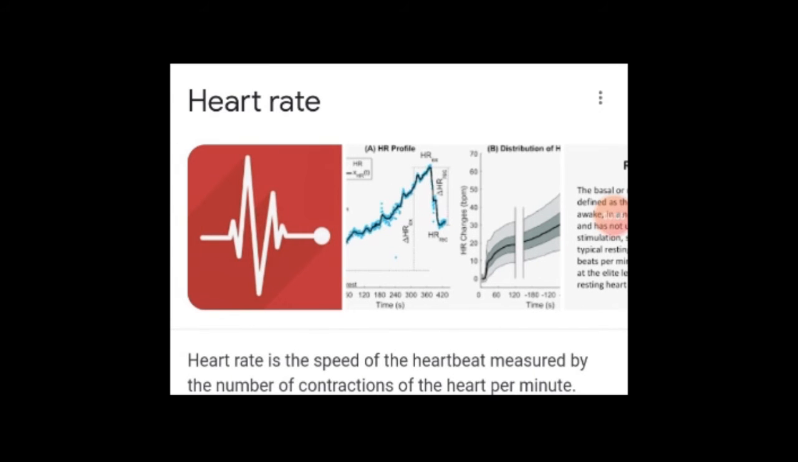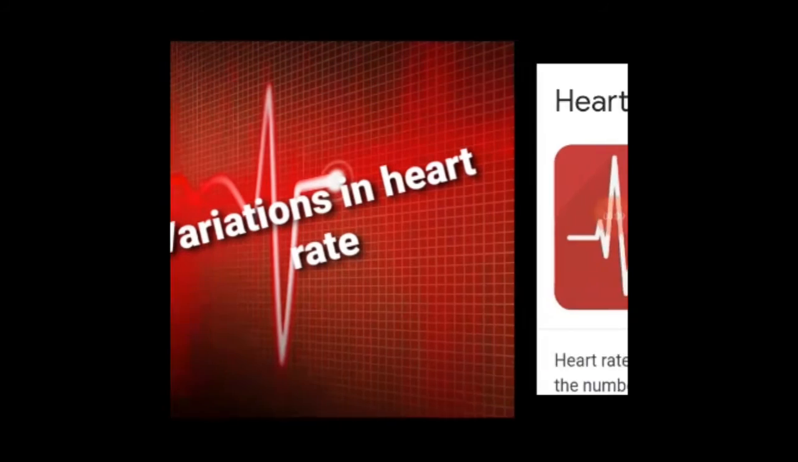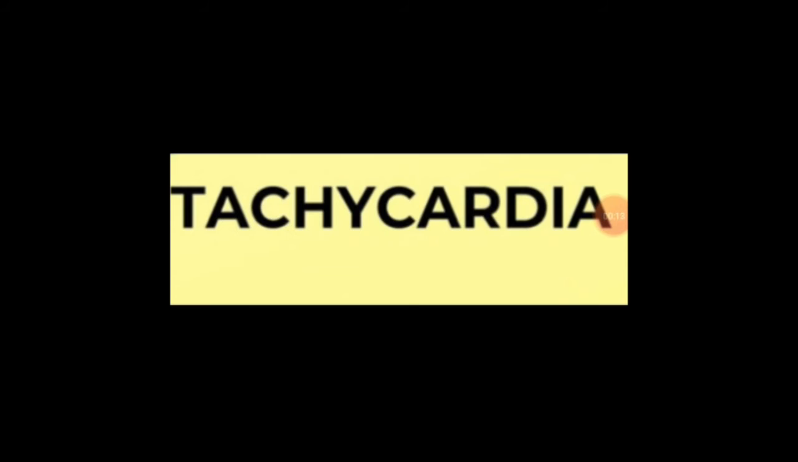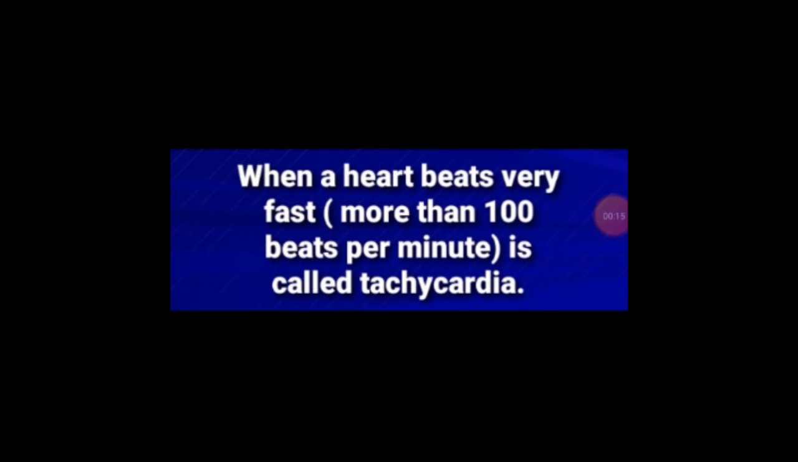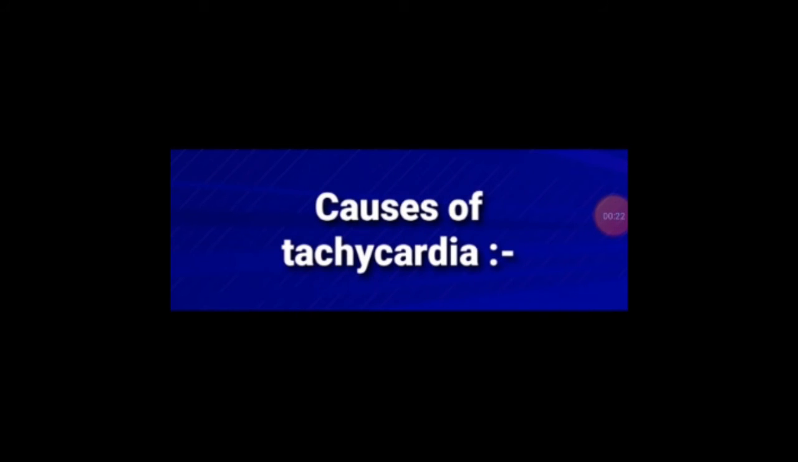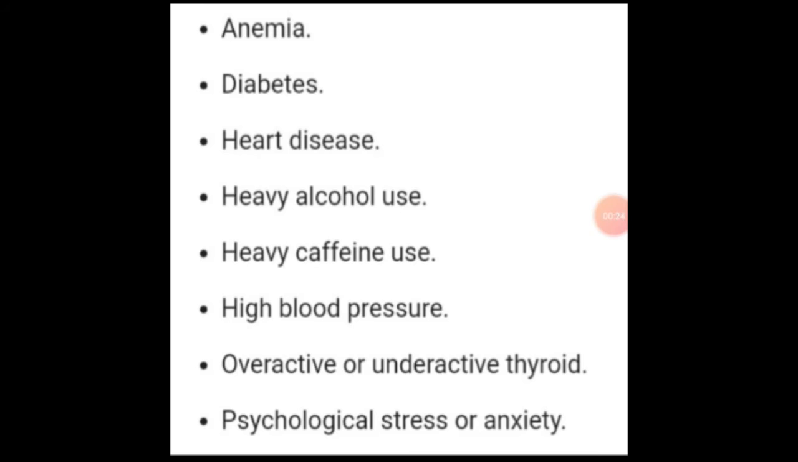Now we are going to study about heart rate. Heart rate is the speed of the heartbeat measured by the number of contractions of the heart per minute. Now we are going to study about variations in heart rate. Firstly, tachycardia. When heart beats very fast, more than 100 beats per minute, it is called tachycardia. Now, causes of the tachycardia include anemia, diabetes, heart diseases, heavy alcohol use, heavy caffeine use, high blood pressure, overactive or underactive thyroid, and psychological stress or anxiety.